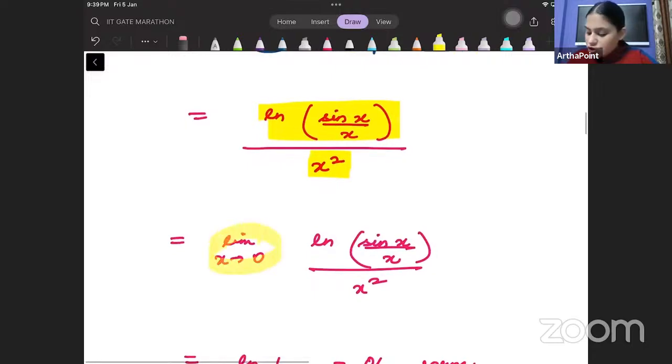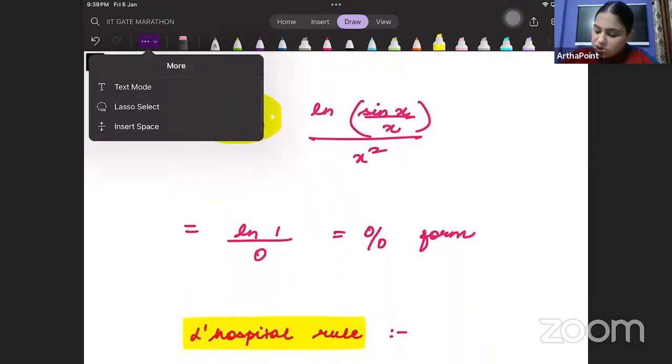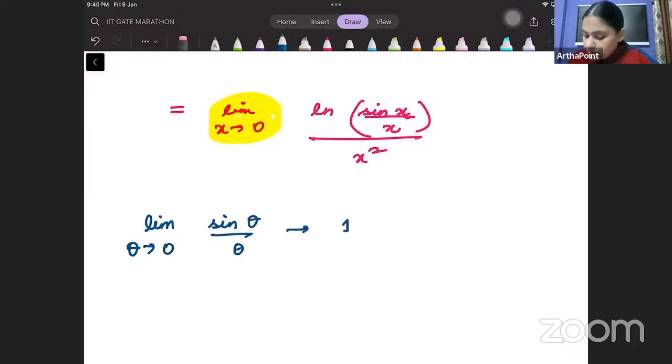Limit x tends to 0. Now I will use that property. What property was it, beta? What property have we just read? We have read the property that limit theta tends to 0, sin theta by theta is 1. Sin theta by theta is 1. That is the property that I have taught you.